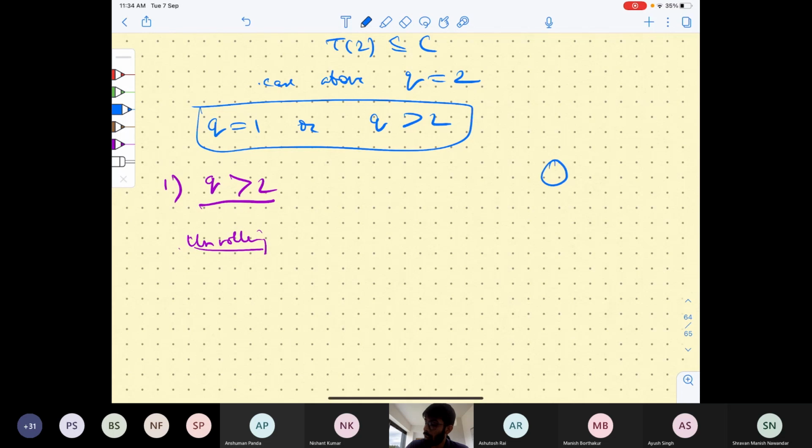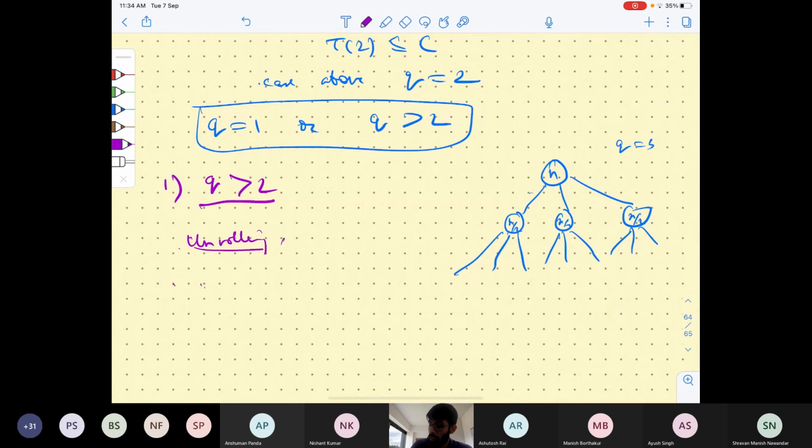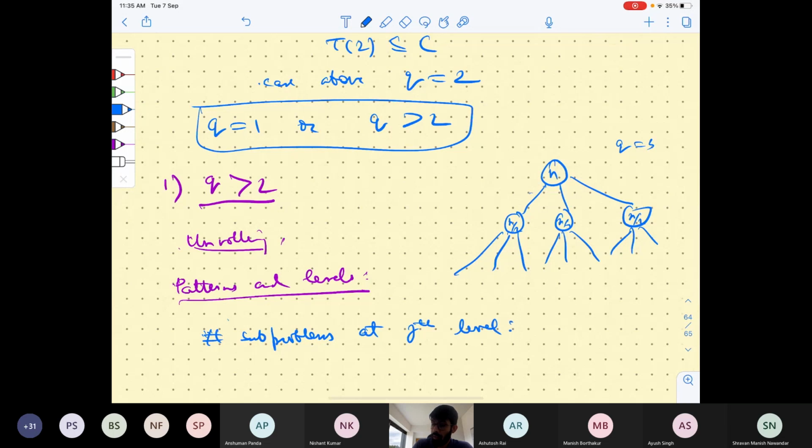So we have this one problem of size n. Now we have q problems. So let's say if q is equal to 3, my diagram is going to be for that. So this is n over 2, n over 2, n over 2. Then we have 3 here, 3 here, 3 here, and so on. So let's write the levels and patterns in unrolling. What is the pattern? How many subproblems at the jth level? q to the power j.